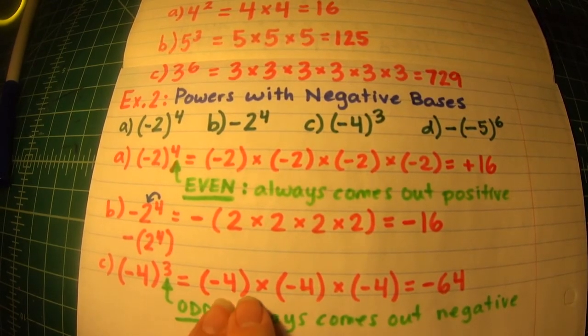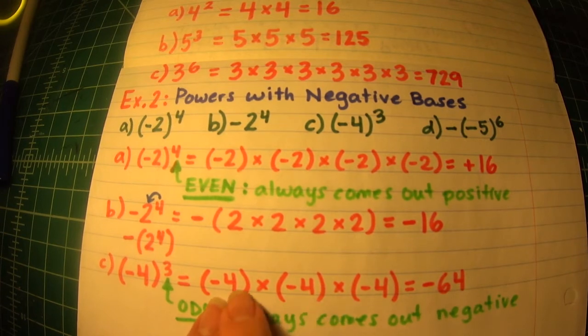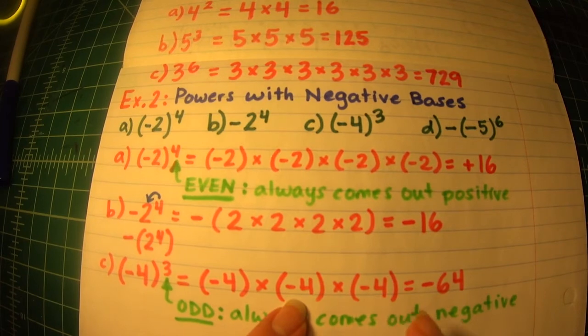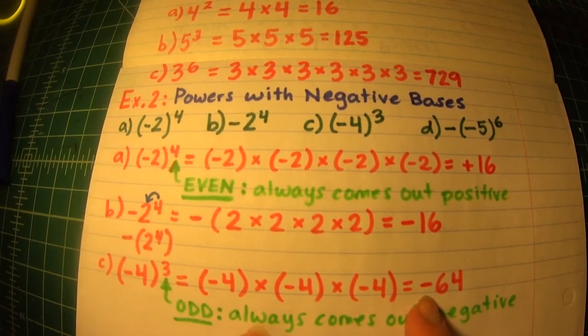Okay, and the reason why is because as soon as your negative base is being multiplied an odd number of times, you're always going to be ending on a mismatch, which means negative.